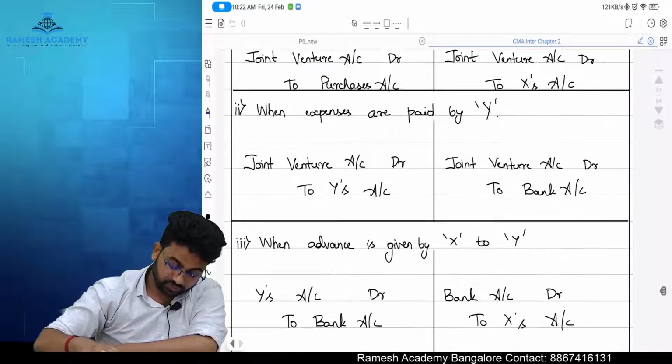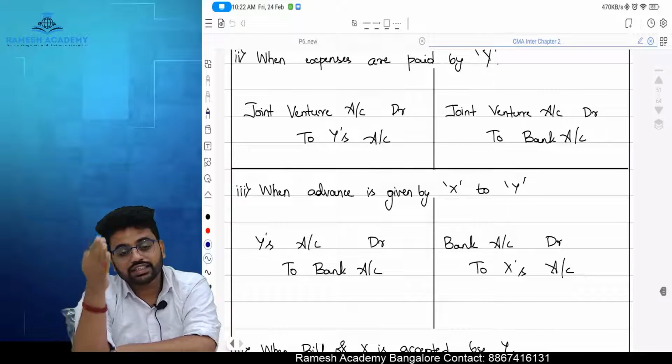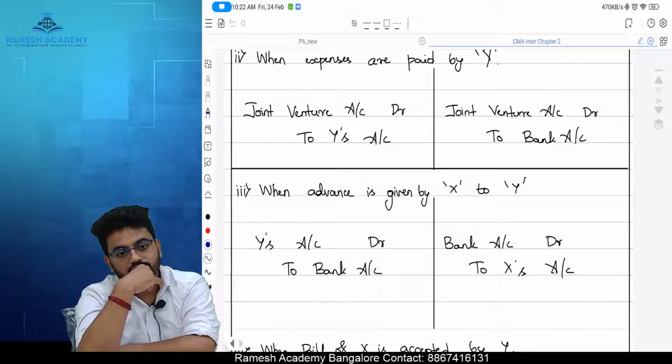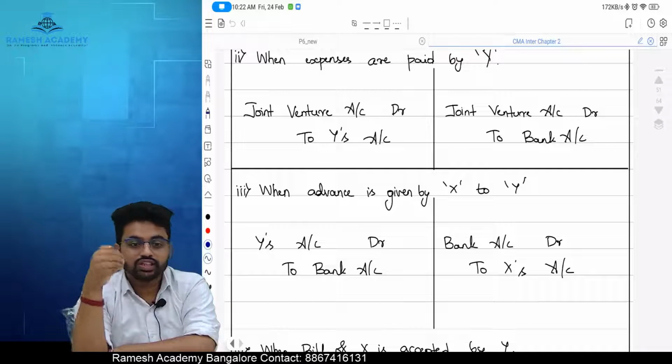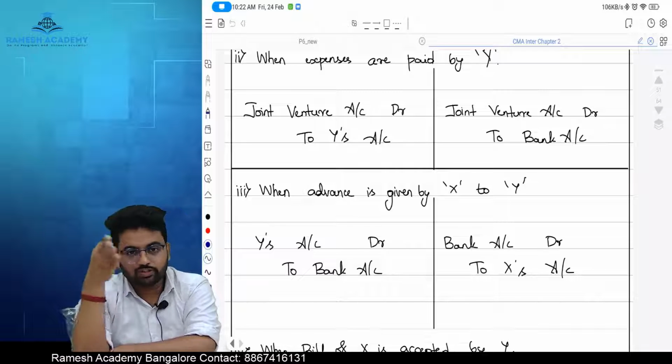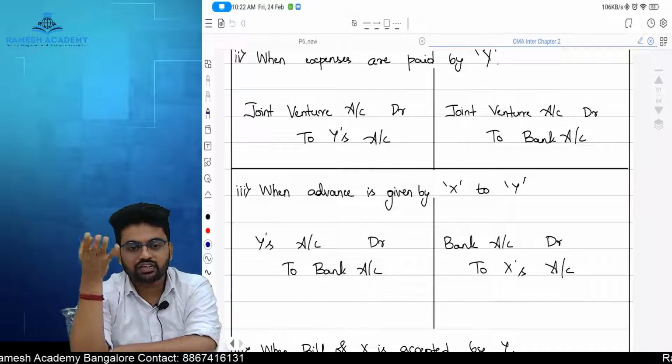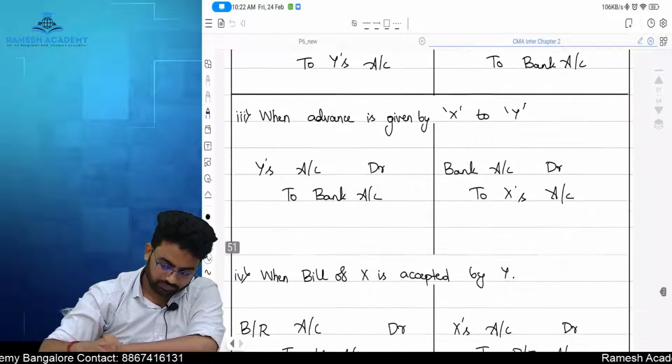Done. When an advance is given by X to Y, so one co-venturer is giving an advance to the other co-venturer. So in the books of X, it is Y account debit to bank. In the books of Y, it is bank account debit to X.